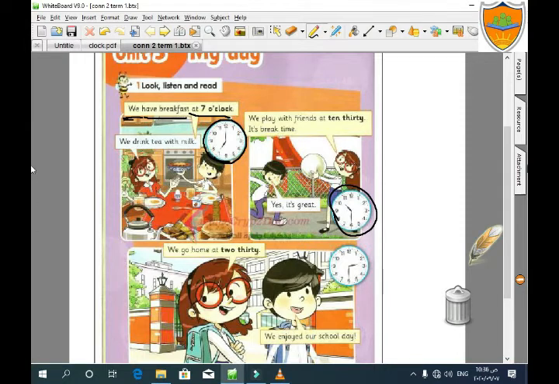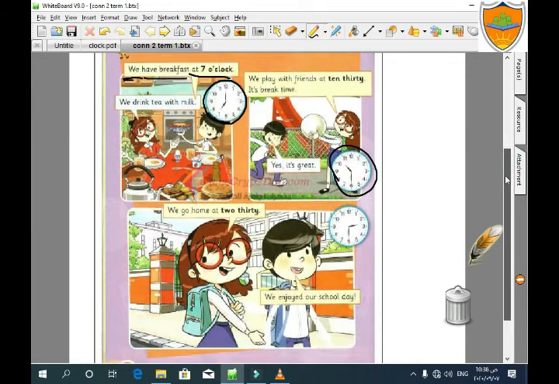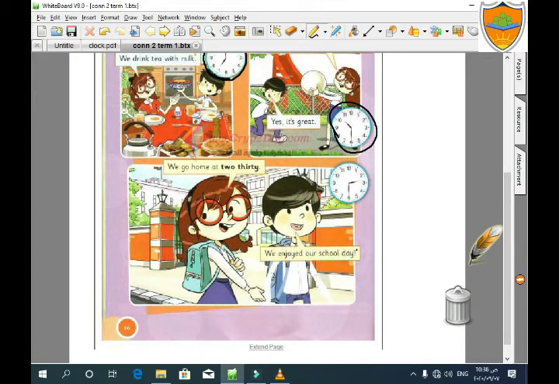Next picture. Hannah says, we go home at 2:30. We enjoyed our school day. Sorry, the time here is 2:30, not 3:30. So Hannah says, we go home at 2:30.